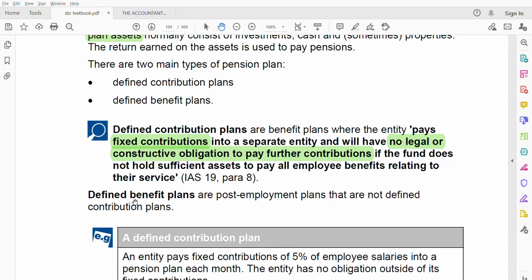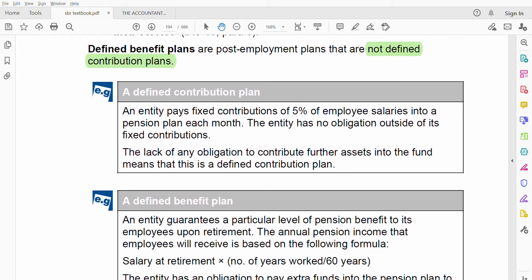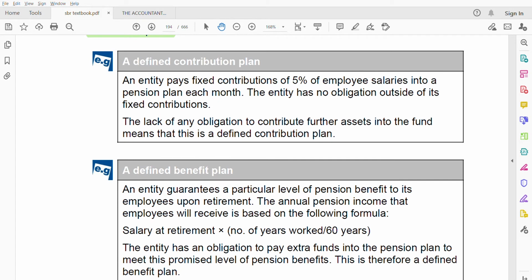But what are defined benefit plans? They are post-employment benefits that are not defined contribution plans. You can change your contribution, increase or decrease. It's not defined. It's not fixed. The contribution is not fixed. Okay, so let us go through some examples of both to see the difference.